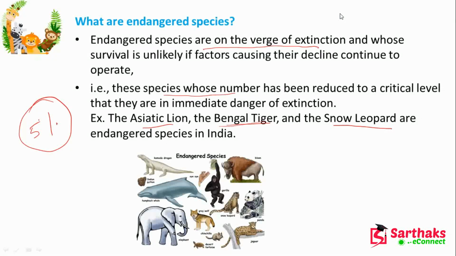Okay, so these are the endangered species, and we have to protect them just because we are afraid of one thing, that they will go extinct. Okay, so that thing we have to stop.